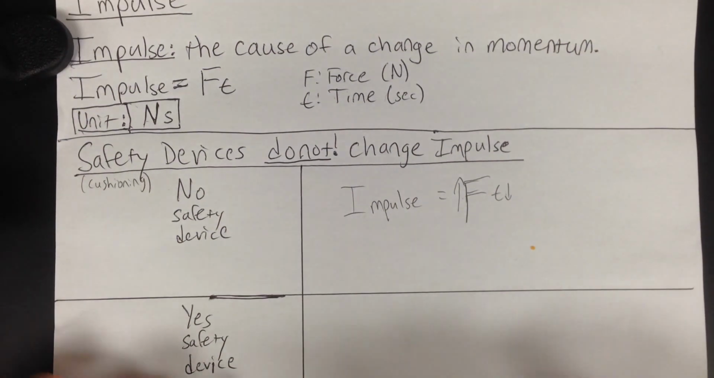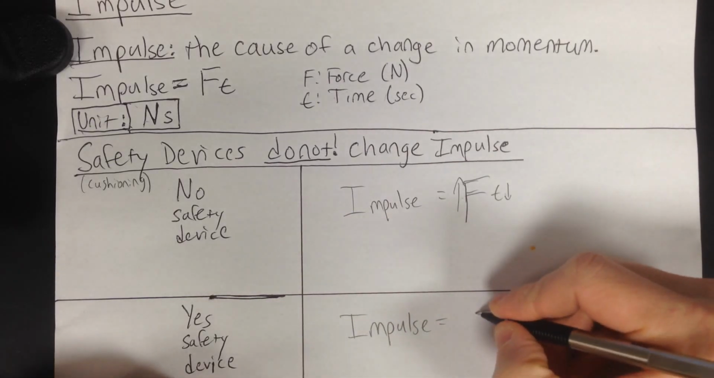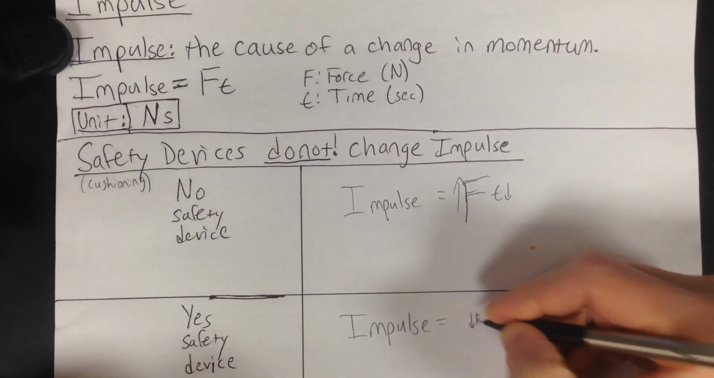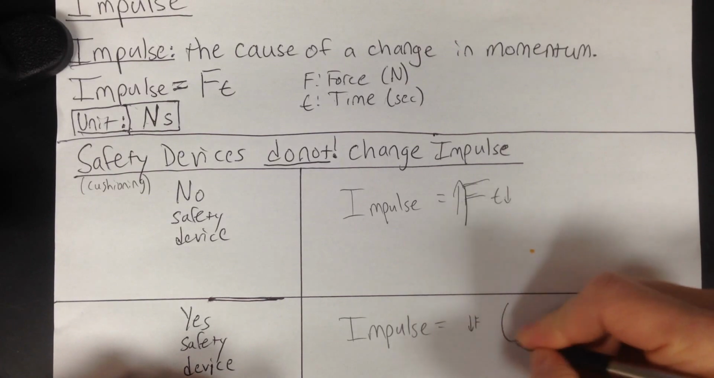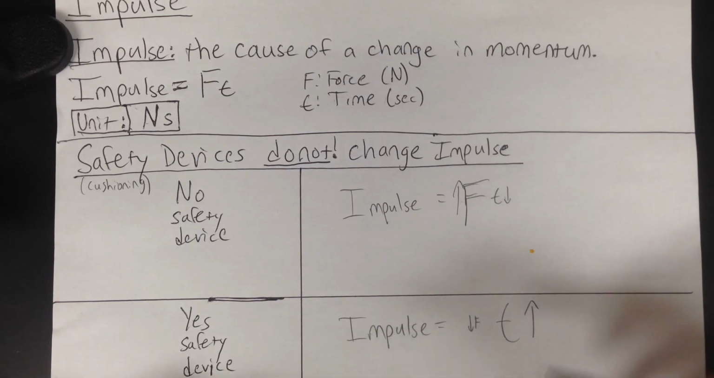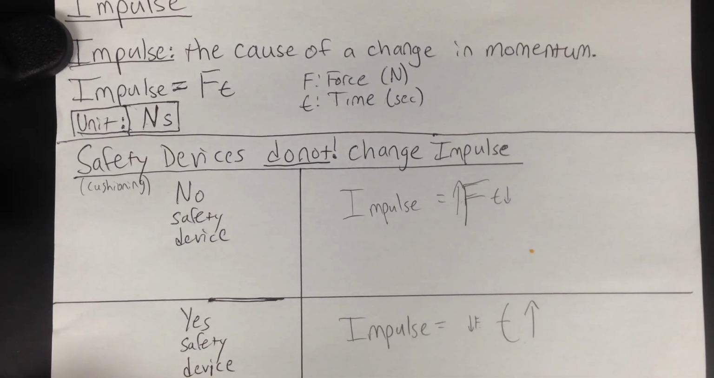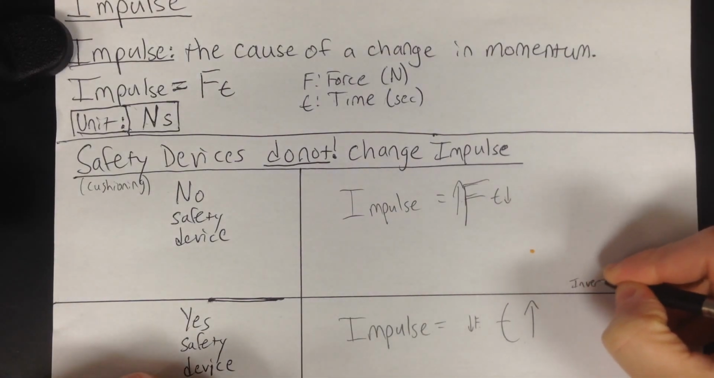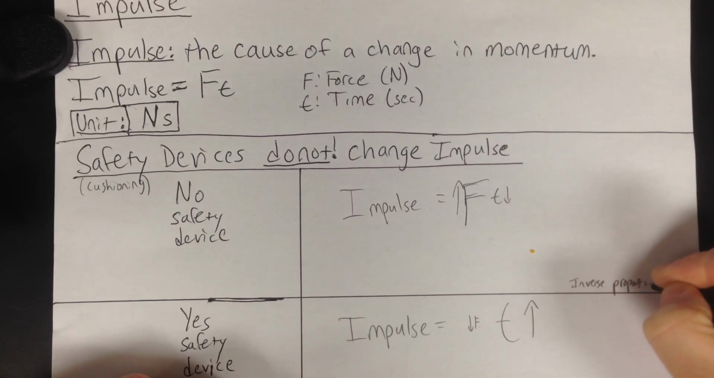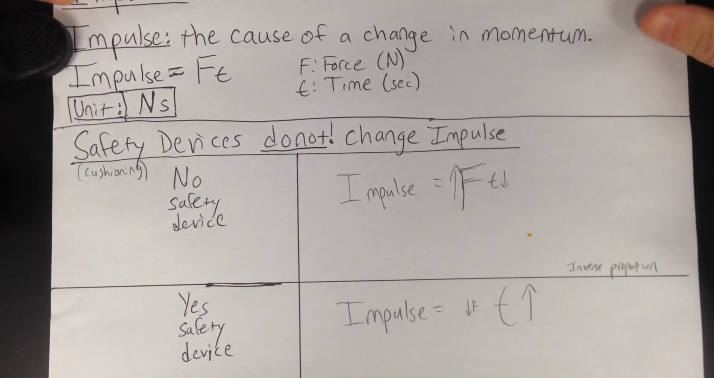But if you add a safety device, what does it do to impulse? Well, it makes the force go down, so adding an airbag reduces the force by extending contact time, so you get a big amount of time when you add a cushioning or safety device. So when time goes up and you extend contact time, there is less force, and they do the opposite, and that's called an inverse proportion. Force and time do the opposite of each other when a safety device is added.